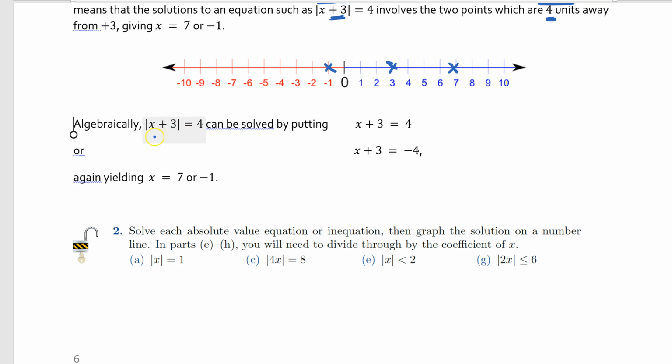Again, purely algebraically, absolute value of x plus 3 equals 4 can be solved by taking this and realising that that could equal plus 4, or taking this in here and realising it could be equal to minus 4. So we have to solve both cases. And again, when we solve each of these, we get 7 or negative 1. So it helps to have more than one way of looking at these.